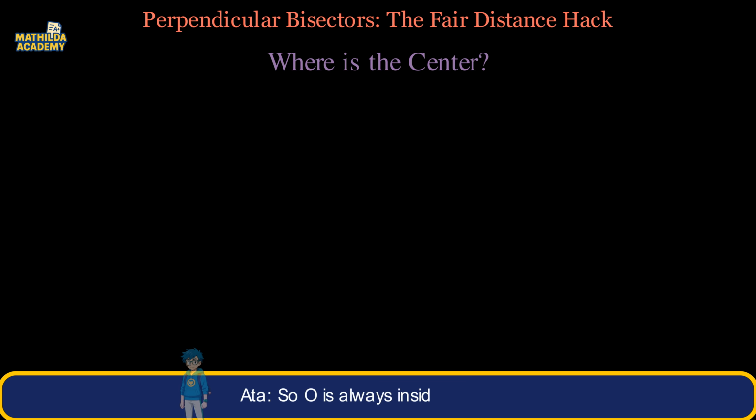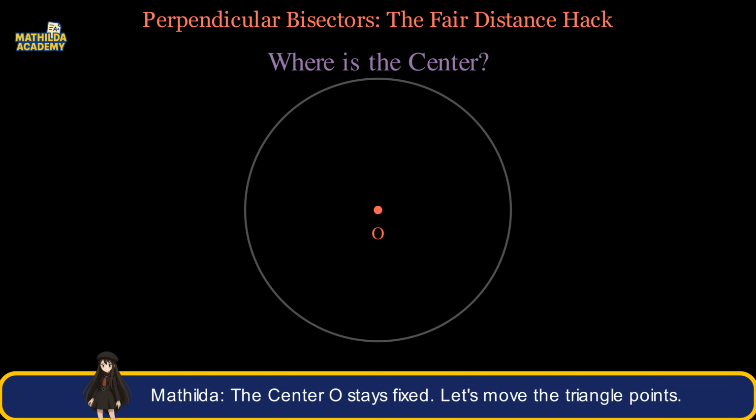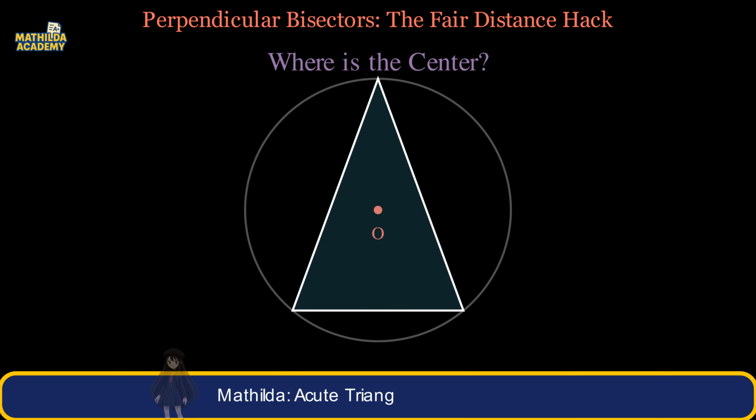So O is always inside the triangle, right? Is it? Let's check various shapes. The center O stays fixed. Let's move the triangle points. Acute triangle. The center O is inside.